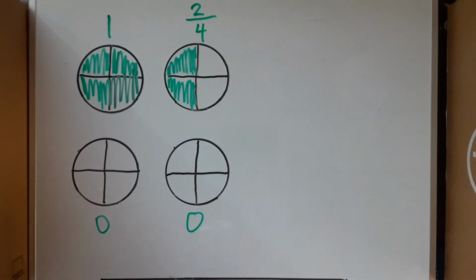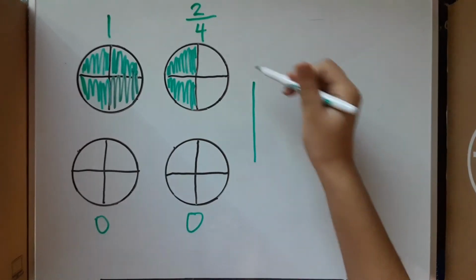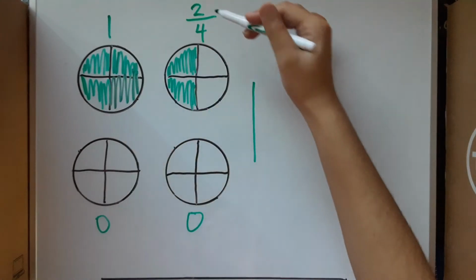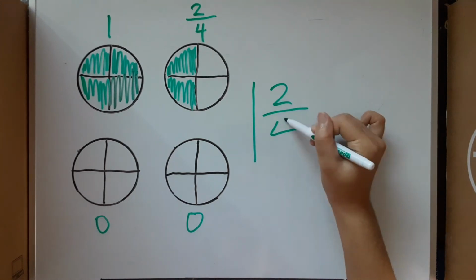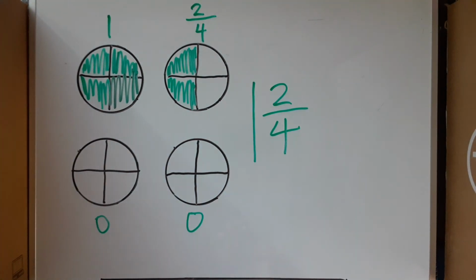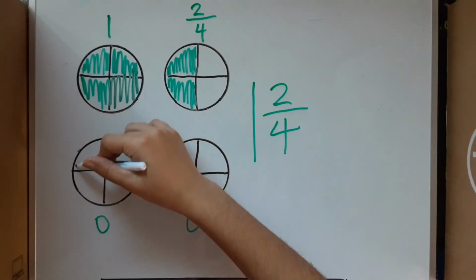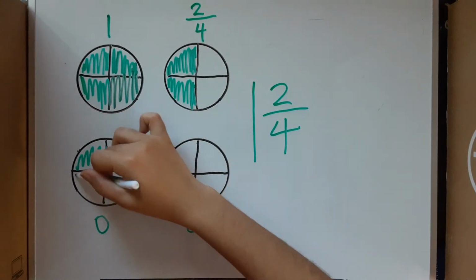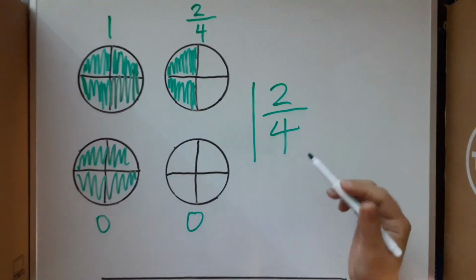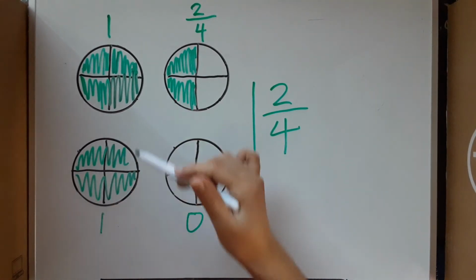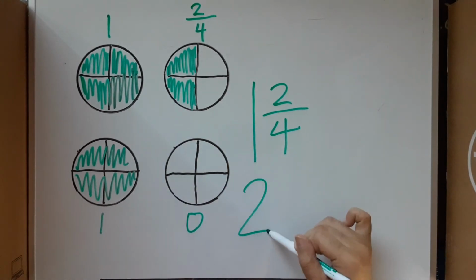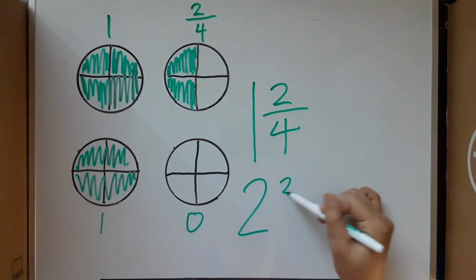Now, when writing fractions like this, you would write 1, the whole number, and the fraction next to it, 2 over 4. If we had 2 circles filled in, this would be written as 2 and 2/4.